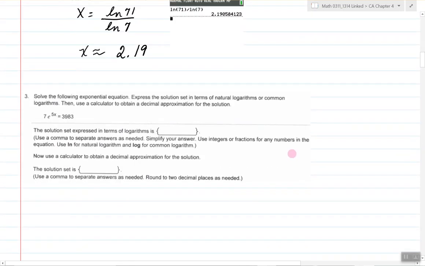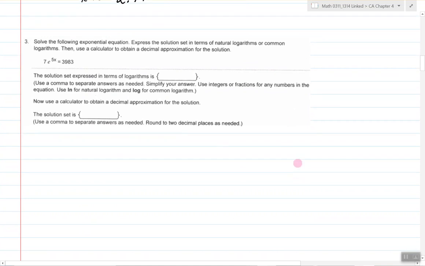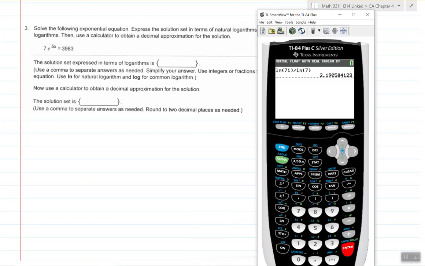Let's look at number 3. Now the instructions, the steps, said to isolate the exponential term. Well, it's got a coefficient of 7. So to do this, I'm going to divide both sides by 7. So the first thing I'm going to do is take 3983 and divide it by 7. I don't know if it goes in evenly.